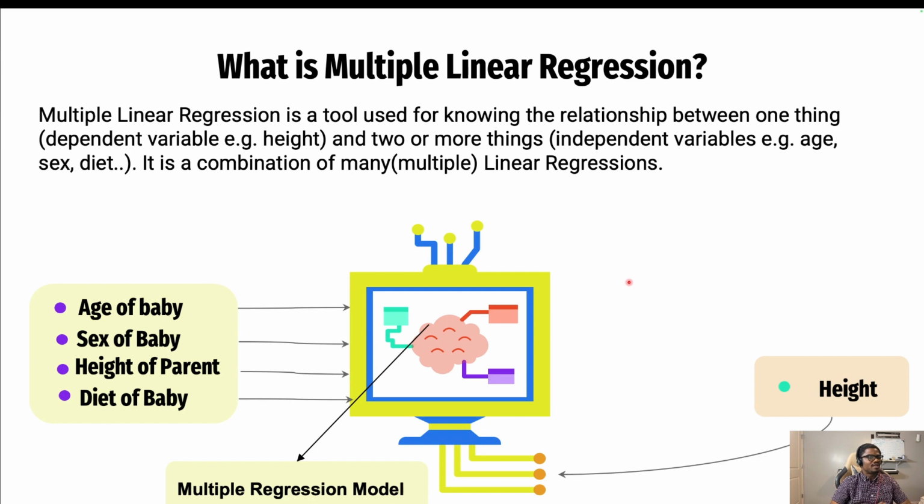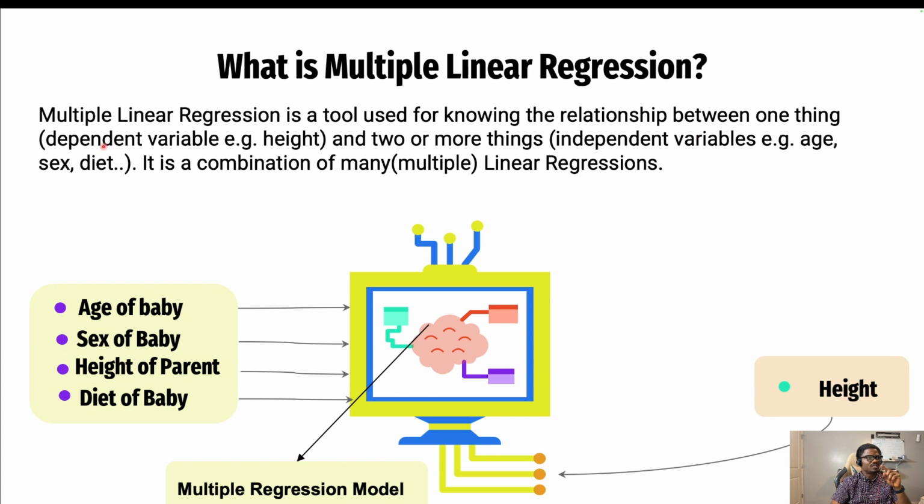Okay, so let's see now, what is multiple linear regression? Multiple linear regression is a tool. Again, I'm just giving you guys a definition so that you can understand it. This definition is not meant for you to cram, but if you want to, you can do it. Multiple linear regression is a tool for knowing the relationship between one thing and two or more things, and they call them independent.